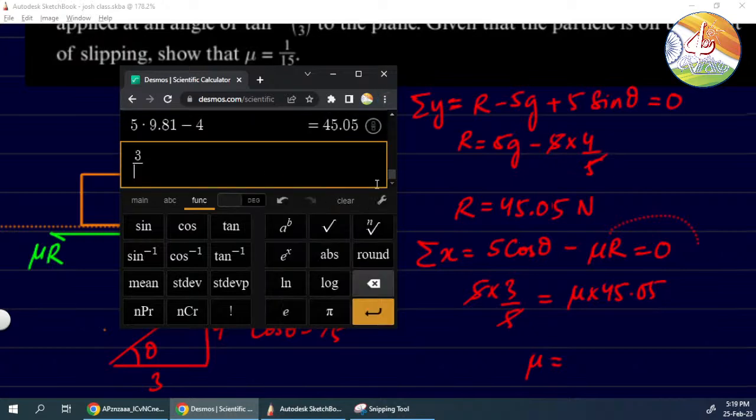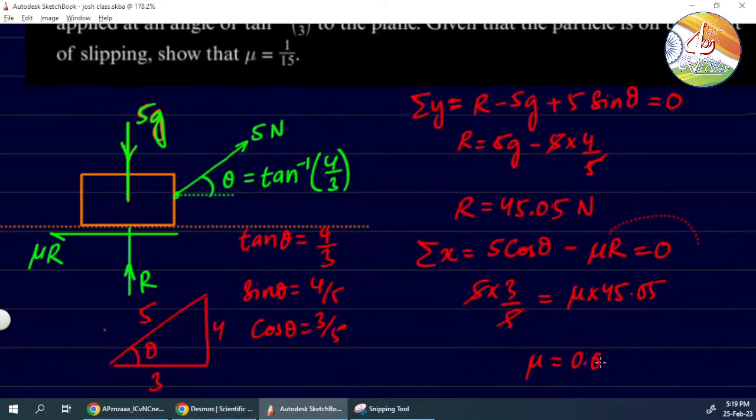So 3 divided by 45.05. Wow, that's very less. 0.066 or 0.0067. This is the value of mu.